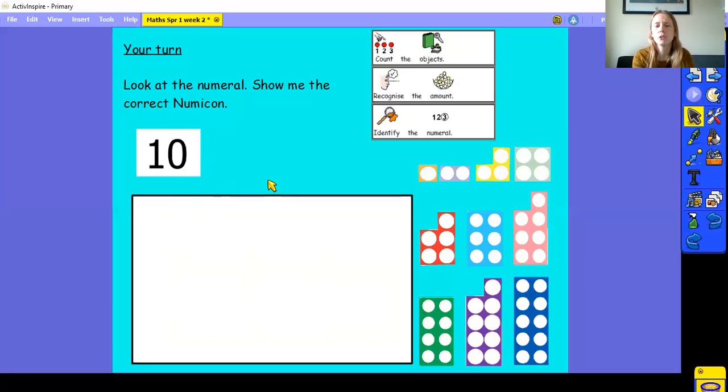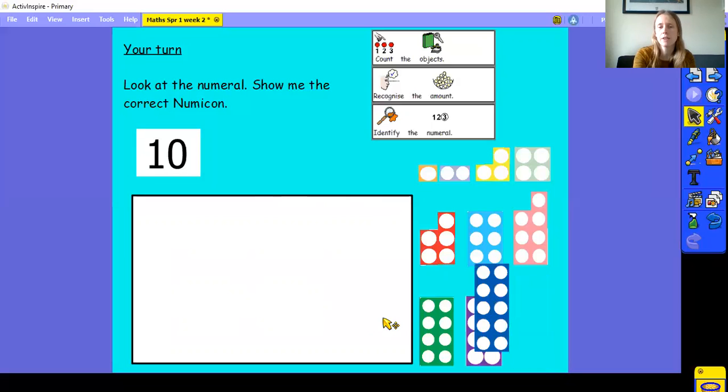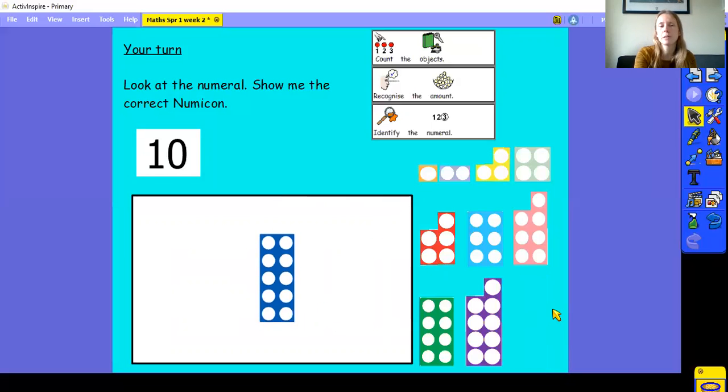But what does the Numicon piece look like for 10? How did you identify it? Did you remember that it was blue? You're right, it is blue. Or did you remember that it has 5 holes on one side and 5 holes on the other side? Here it is. Here's the Numicon piece that shows 10.